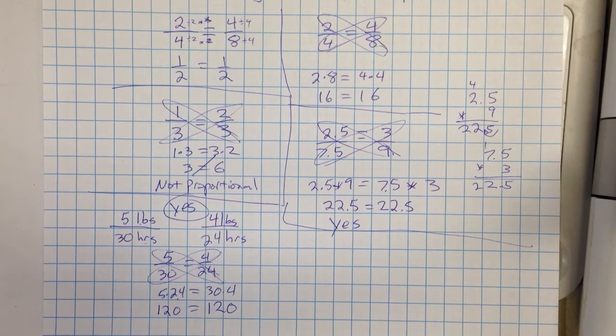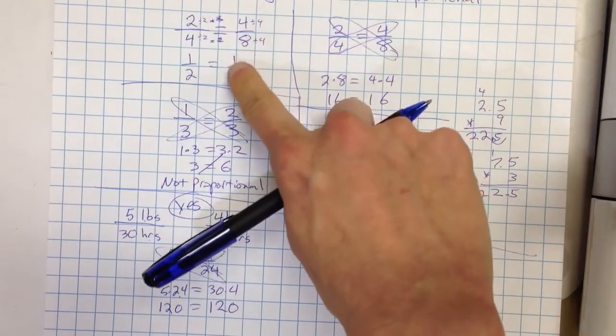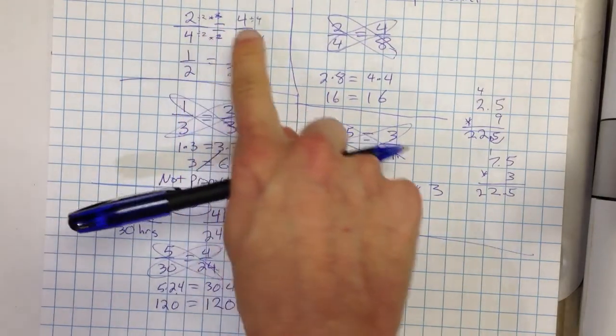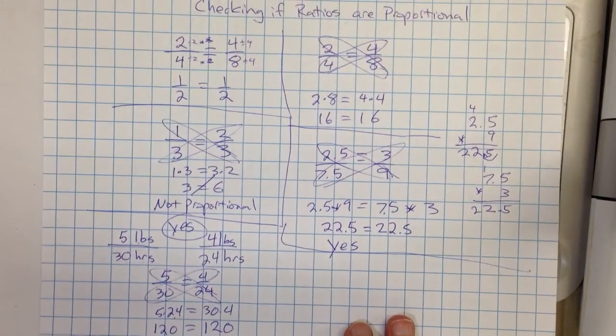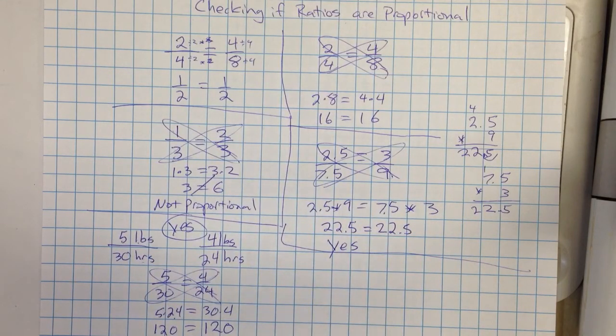So, checking to see if ratios are proportional: if we can simplify, that's one way. If we can turn one ratio into the other, that's another way. And finally, if we cross multiply and we get the same number, that is a third way.